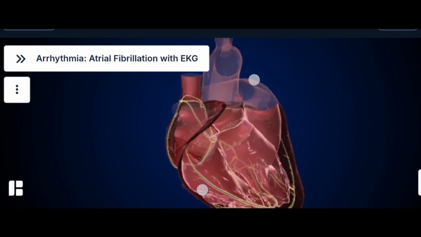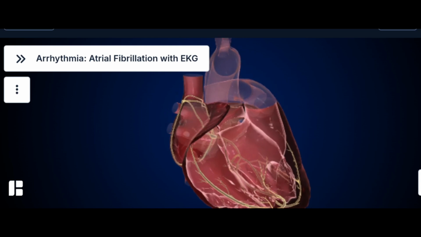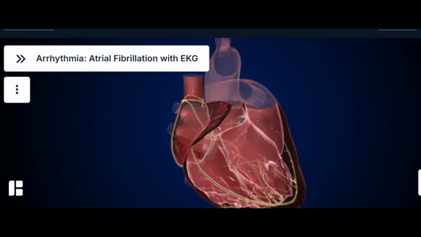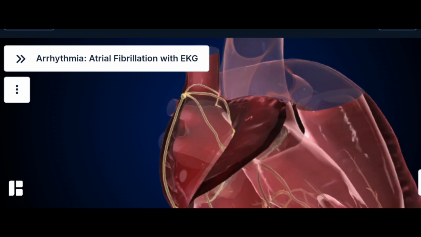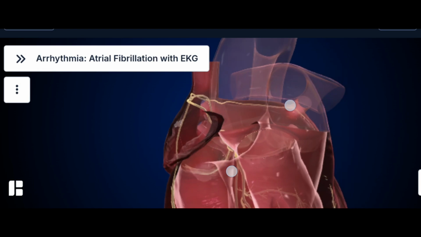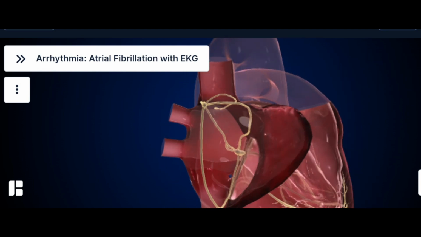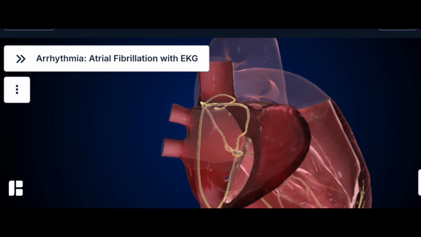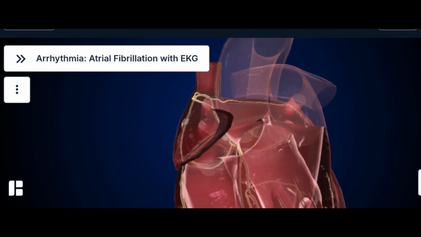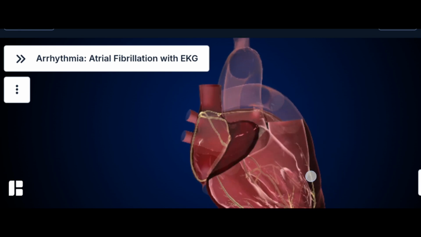Next, students, you can see this is atrial fibrillation on EKG. You can see the atria is fibrillating, there is a continuous fibrillation in the atria. The rhythm of the ventricle is regular, but the rate of the atria is increased. The rate of the ventricle is the same as a normal heart, but the atrial rate is increased.